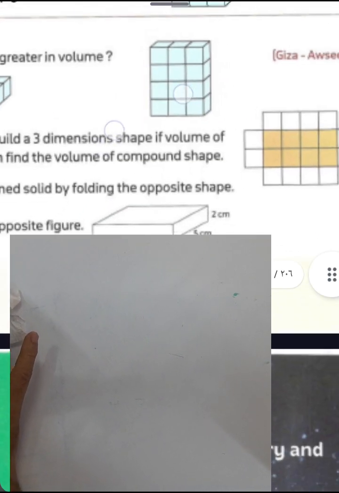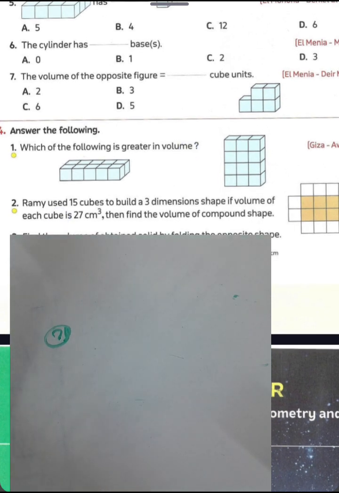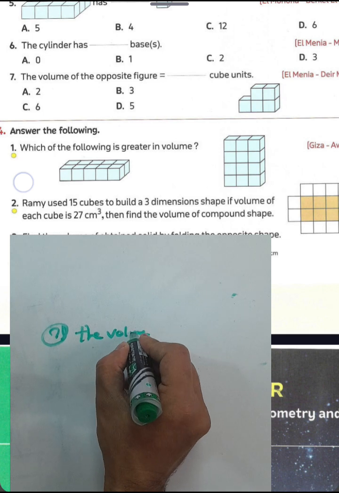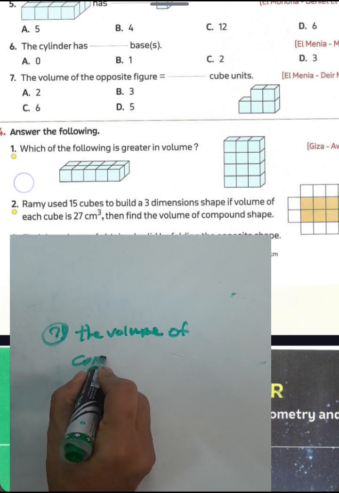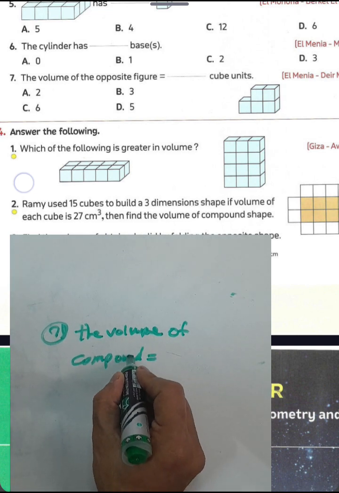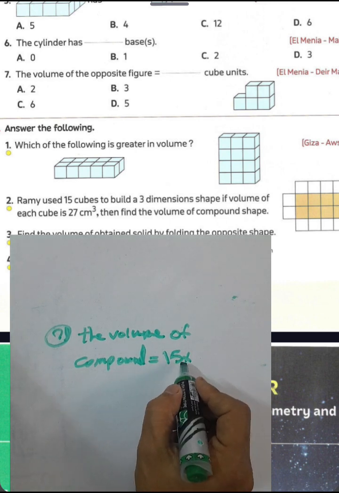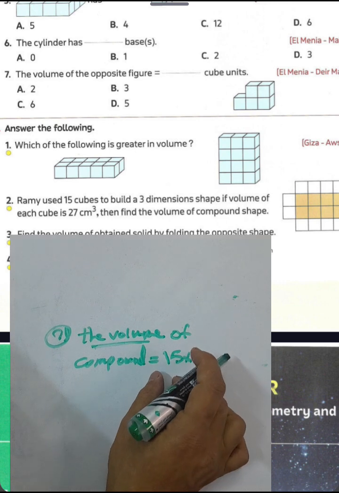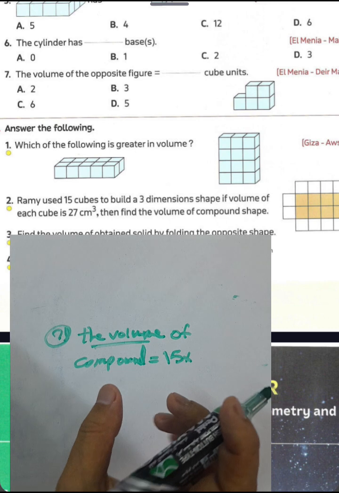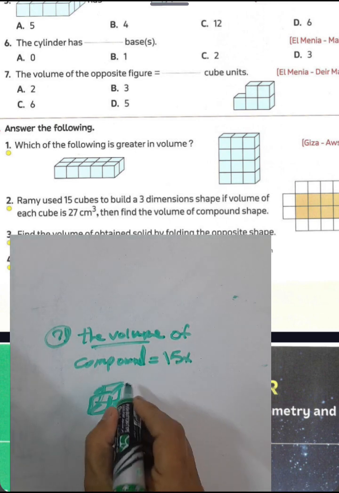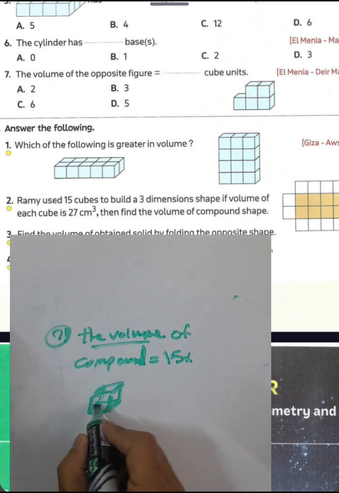Okay, next question, number 2. Rami used 15 cubes to build a 3 dimensional shape. The volume of each cube is 27 cubic centimeters, and we find the volume of the compound shape. You can write the volume of the compound by multiplying the number of cubes by the volume of each one. Rami used 15 cubes to build the compound.